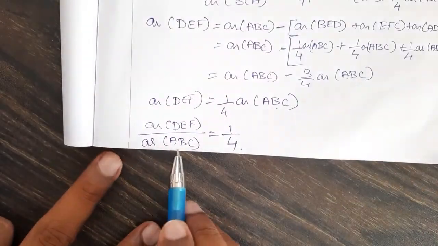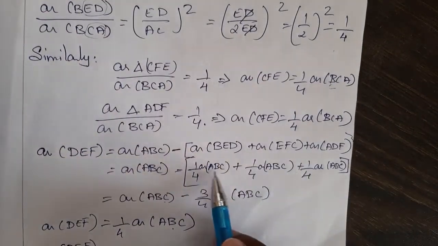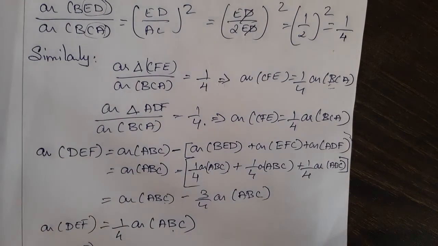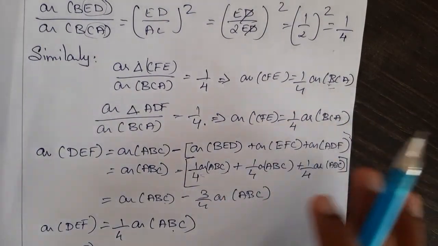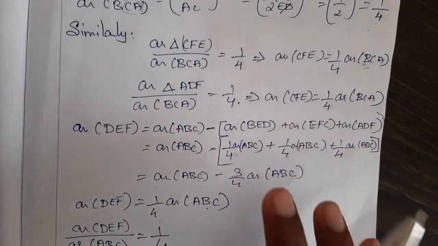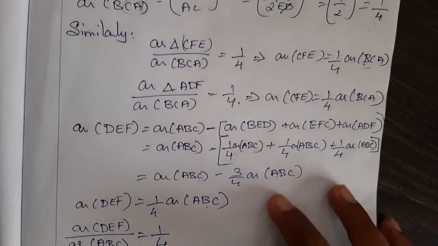DEF and ABC, that's what I have written. Instead of BCA, I have written ABC here, since the order doesn't matter in finding area. Finding the area of ABC or area of BCA represents the same triangle, and here I am not proving similarity with corresponding angles, so the order doesn't matter. We can write according to our convenience. Thank you.